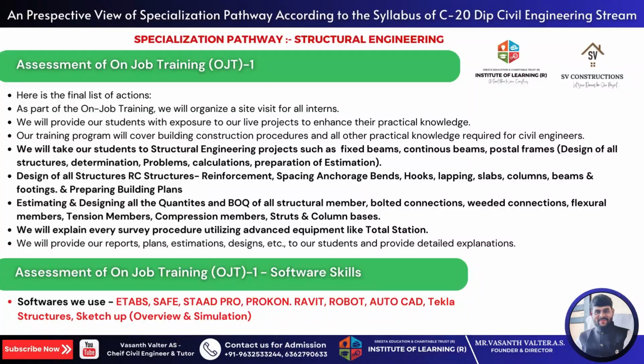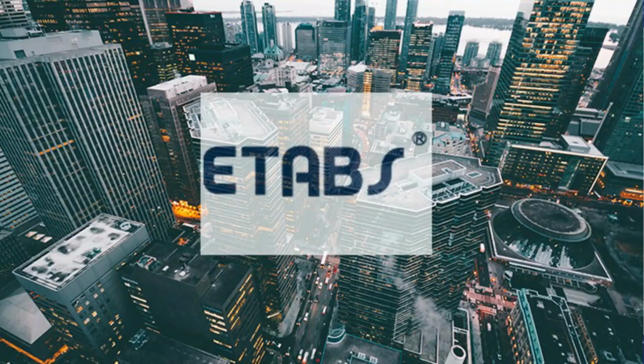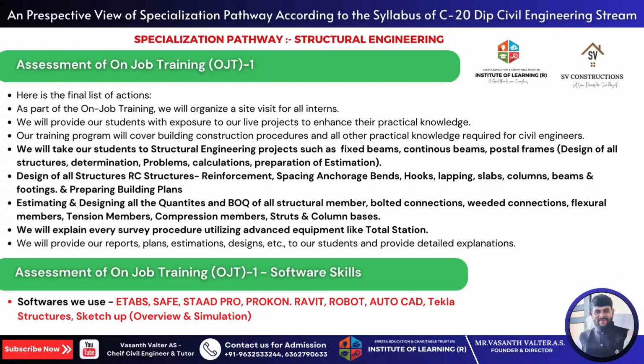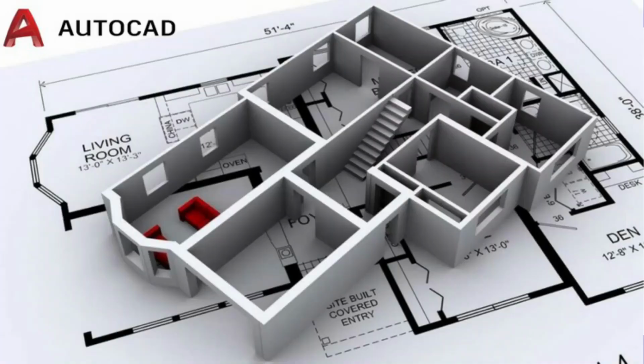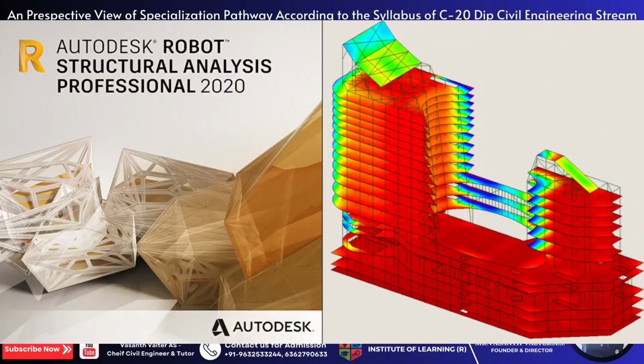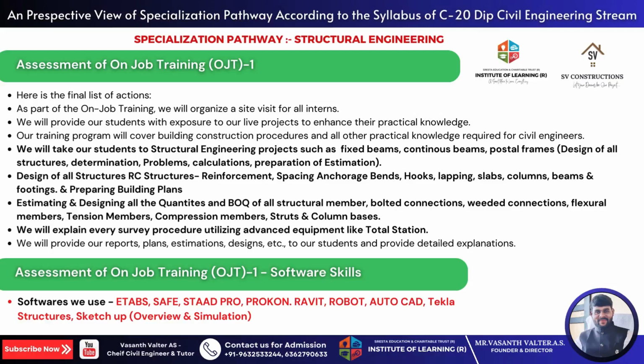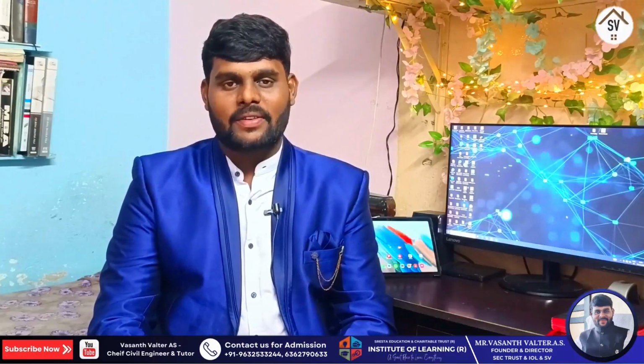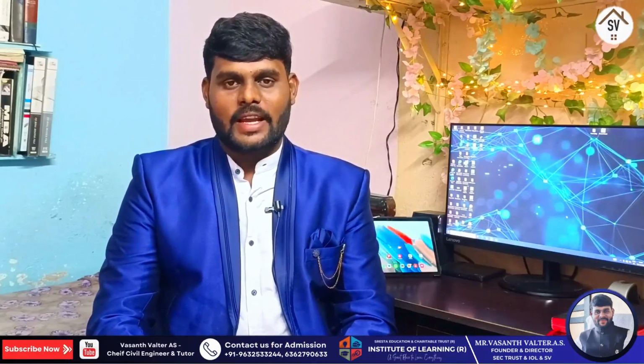The software list is here: ETABS, SAFE, STAAD.Pro, Tekla Structures, AutoCAD Architecture and AutoCAD, Google SketchUp, then Revit and Robot. These are all the softwares for the structural engineering specialization pathway. We are going to train you there.